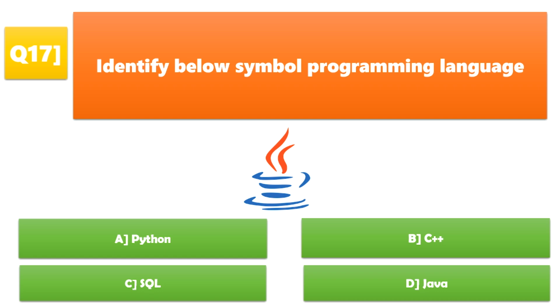Identify the below symbol of a programming language. A. Python, B. C++, C. SQL, D. Java. D. Java is the correct answer.